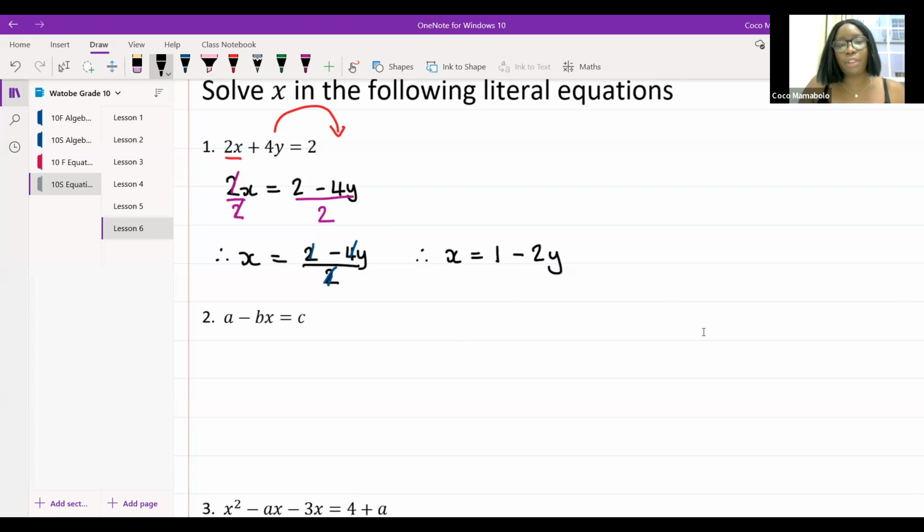Imanga says, ma'am, how did you shift the 4 to the other side? Imanga, if I had 2x plus 3 is equal to 5, solve for x, what would you do to this 3? You would take it over to the other side of the equal sign. So now I want x on its own. So I just took 4y and I took it over to the other side. That's all I did. Okay, I hope that makes sense. Whatever doesn't have an x goes to the other side.